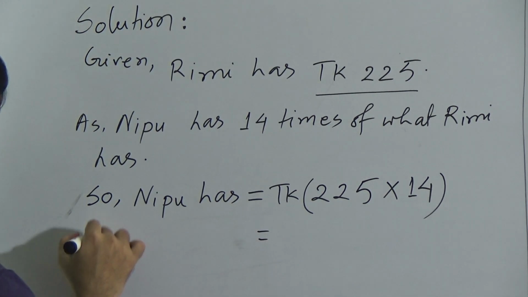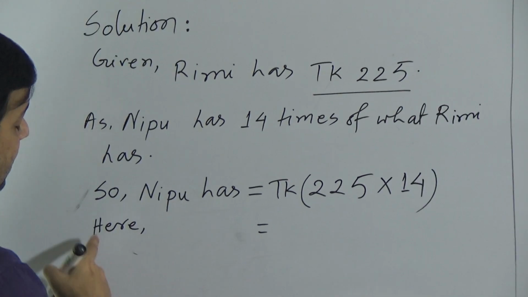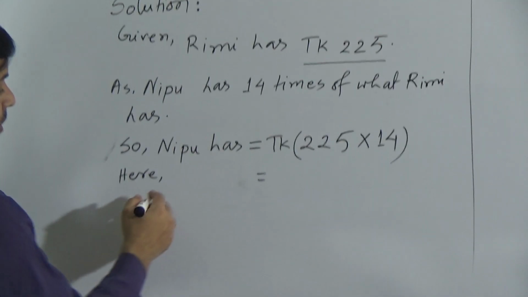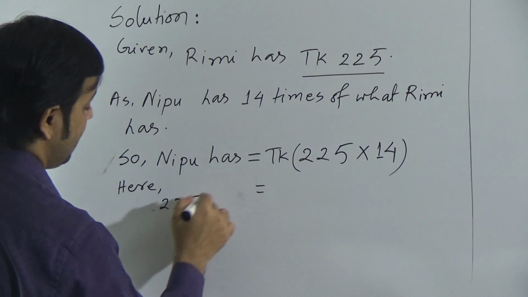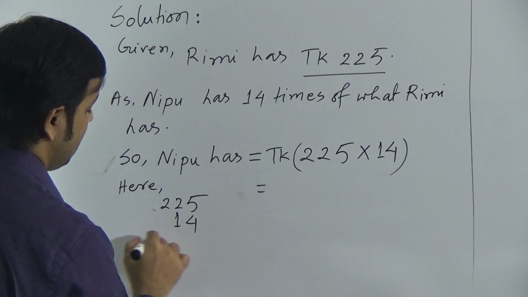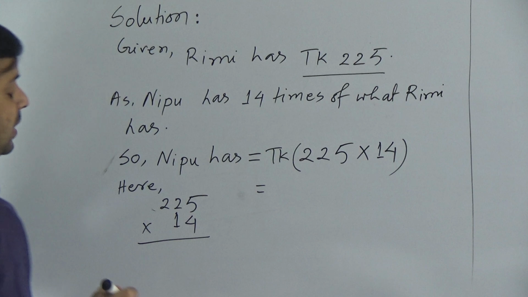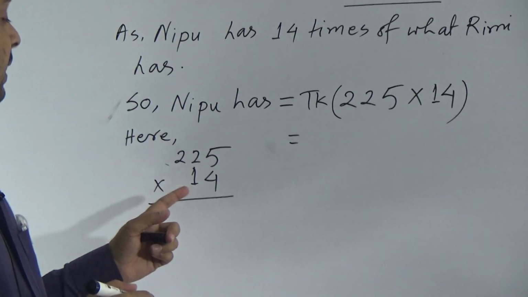Okay, dear students, I will show the multiplication here. You must do this rough. Right here, 225 multiply by 14. This is also a multiplication by 2-digit number that I have shown.